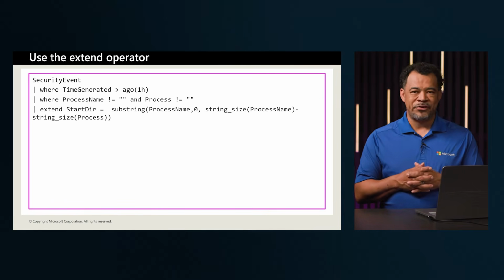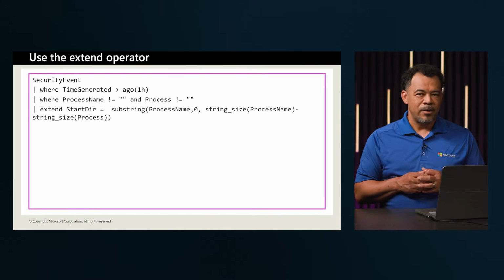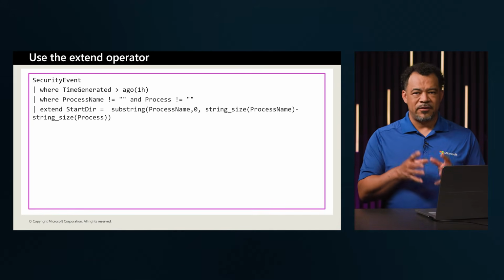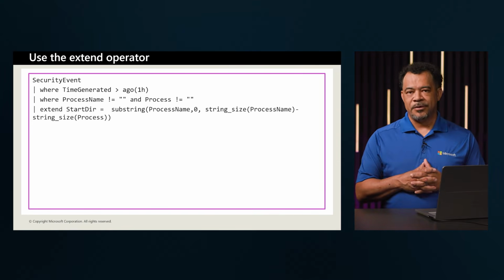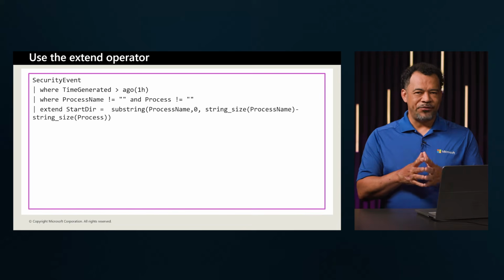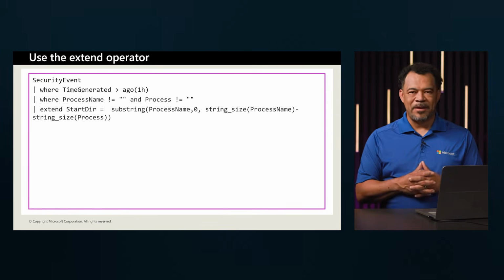This simple query starts by pulling data from the security event table in our example here, focusing only on the events from the past hour using the ago function. It then filters out any rows where process name or process fields are empty, which helps clean up the data set before we do any further analysis.